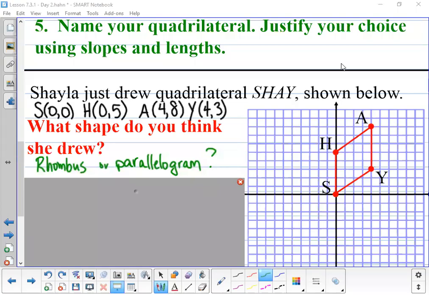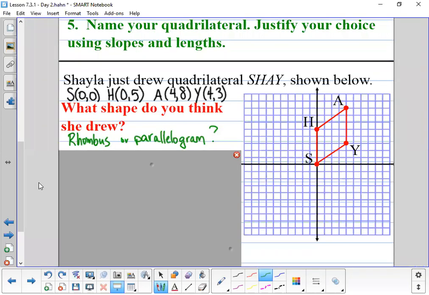So we have the quadrilateral SHAY plotted on our coordinate grid. We're looking at it and we say, I think that looks like maybe a rhombus or maybe it's a parallelogram. Now we're going to do the actual process of coordinate geometry to figure out which one we have.